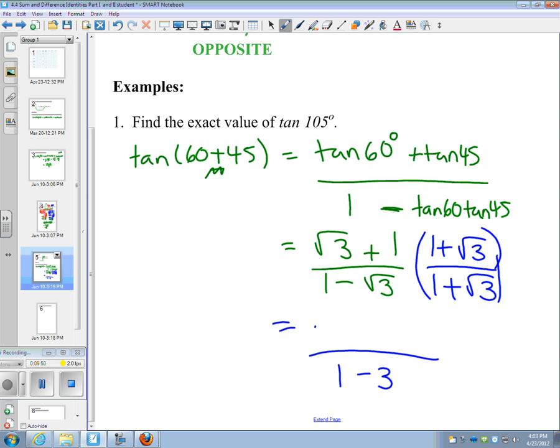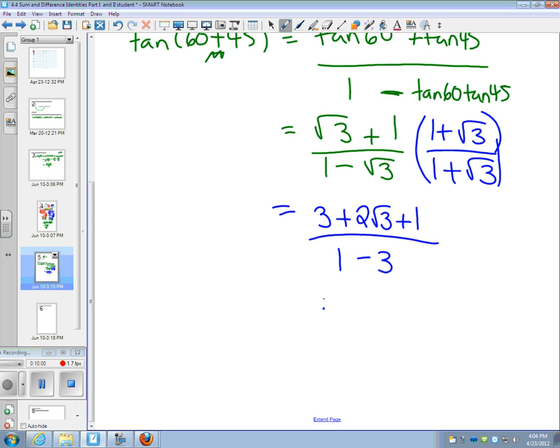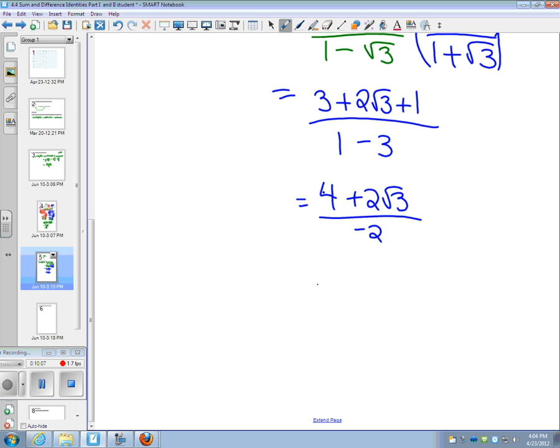And here, I'm going to get 3 plus 2 root 3 plus 1. Okay, simplifying this, I should get 4 plus 2 root 3, all divided by negative 2. One more step simplifying, I should get negative 2 minus root 3.